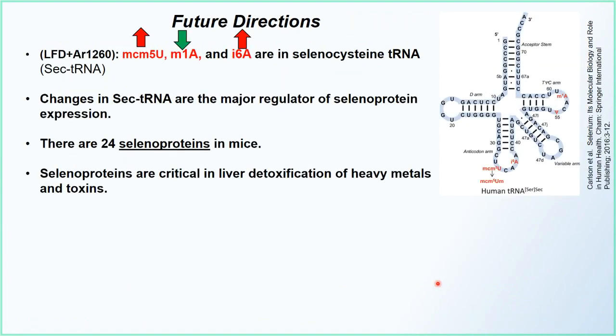So future directions. Well, what I didn't really get into talking about is that we saw something really interesting in the epitranscriptomic table. And that is we identified chemical modifications of RNA that are in selenocysteine tRNA. And this is selenocysteine tRNA. And we see an increase in mcm5U and i6A. Those are in the anticodon arm of the SecTRNA. And this SecTRNA is responsible for depositing selenocysteine in proteins. And we know selenoproteins are involved in liver detoxification of heavy metals and toxins.